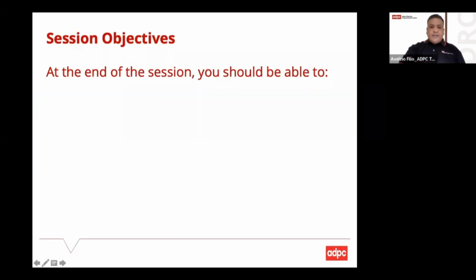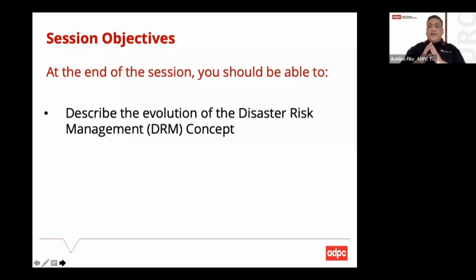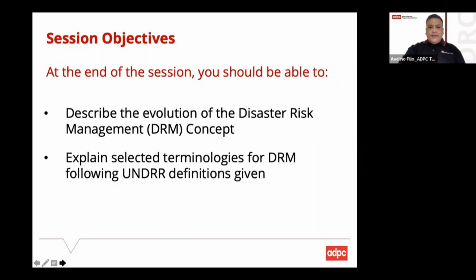So for this, we have two objectives. One is we'll describe the evolution of disaster risk management as a concept. So I'll take you through memory lane, how the DRM, which is what we have now, evolved. And of course, we'll be explaining selected terminologies for DRM following the UNDRR definitions given.